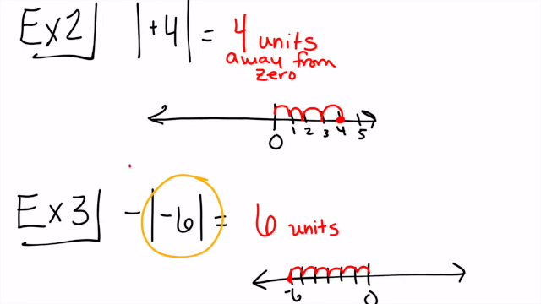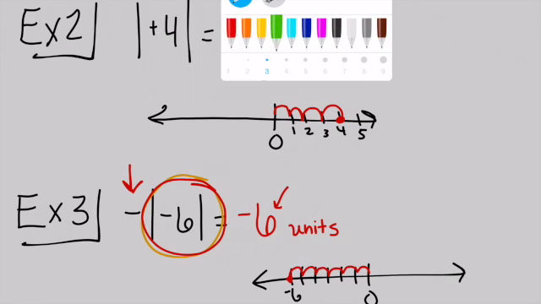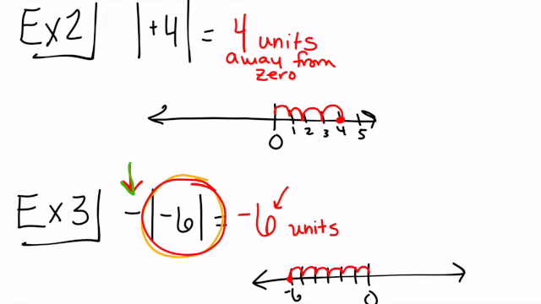But now check this out. There's a negative symbol on the outside. So whatever my answer is, I now have to make negative. So we took care of the absolute value part, which was 6. And then there's a negative on the outside, so whatever answer I got, now I have to make negative. So my final answer is negative 6. It's like an extra step.